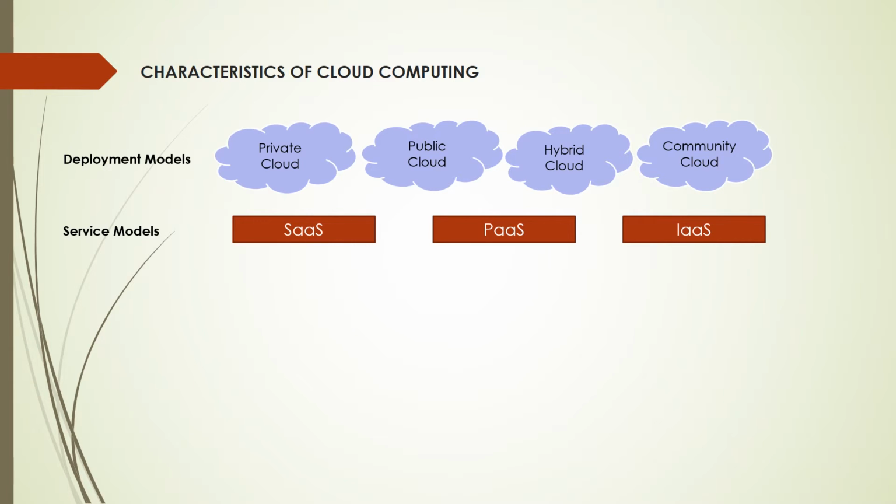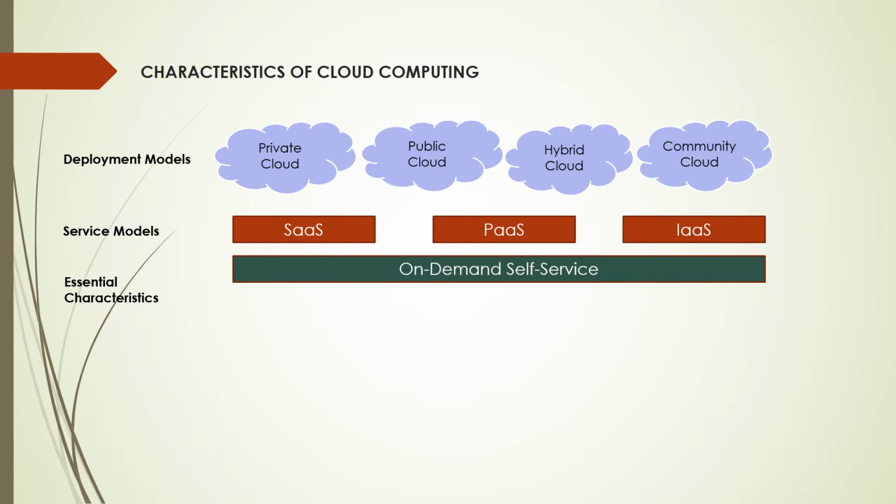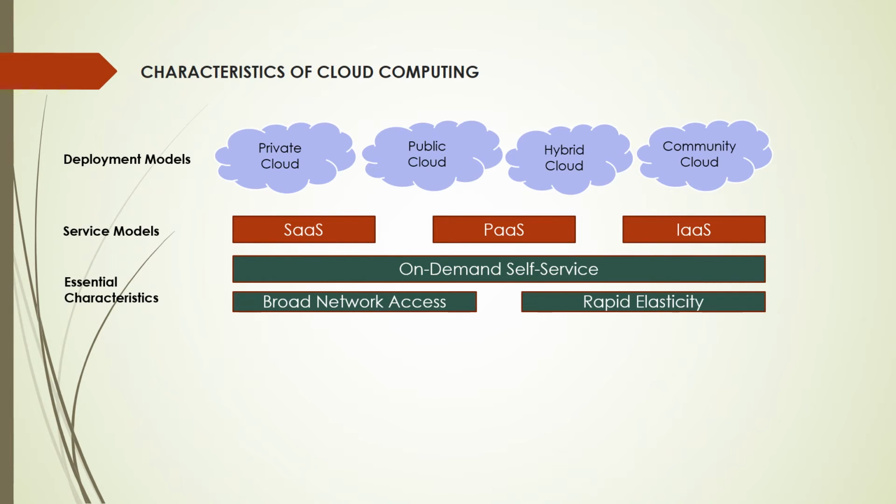Then we will talk about essential characteristics of cloud. So we have on-demand self-service. In this, it allows the user to access the web service or resources on demand. You can log on to the network at any time and access your registered resources at any point of time, provided you have a valid network connection. Then we have broad network access. Cloud computing is completely web-based, so it can be accessed anywhere at any time using your network connection. Then we have rapid elasticity.